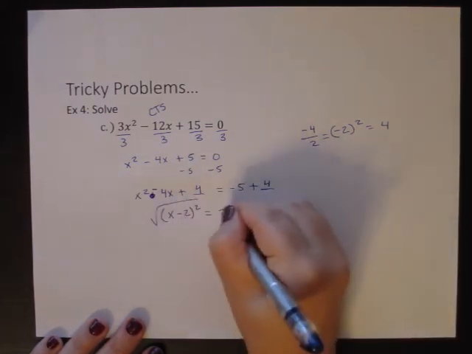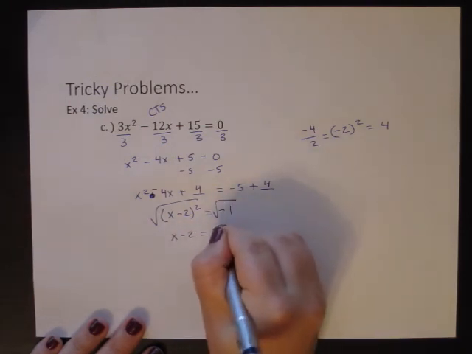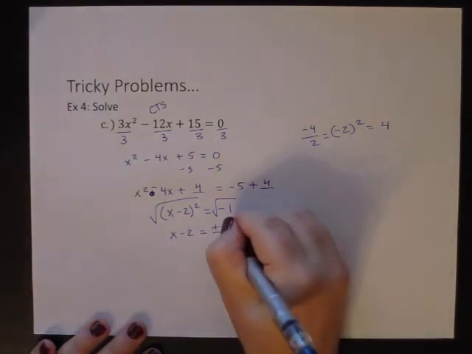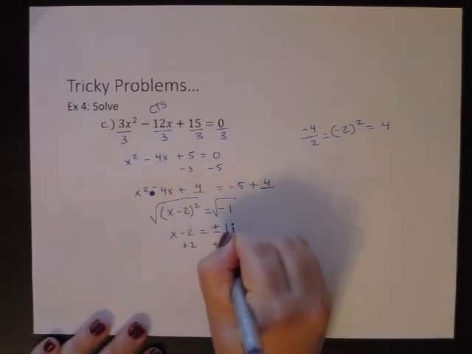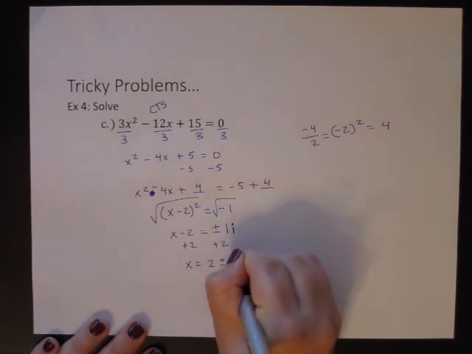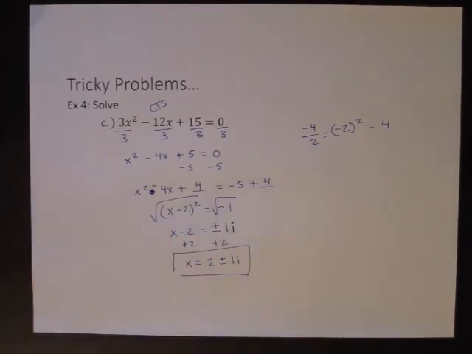I take the square root on both sides, so I get x minus 2 equals plus or minus. Ooh, when I have a negative underneath the radical, remember that turns into i, so it's 1i. Or if you just put i, that works too. Then I'm going to add 2 on both sides. So x equals 2 plus or minus 1i. And that's as far as you can take it.